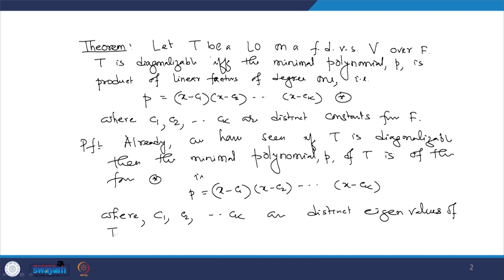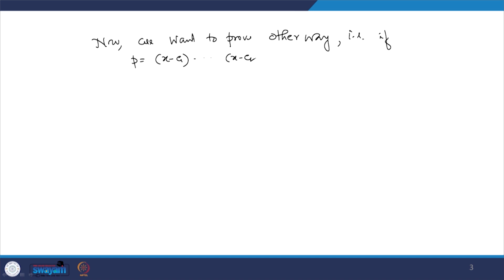Now, we want to prove the other way. That is, if P equal to x minus C1 into x minus Ck, then the operator T is diagonalizable. So, we want to prove this one please.